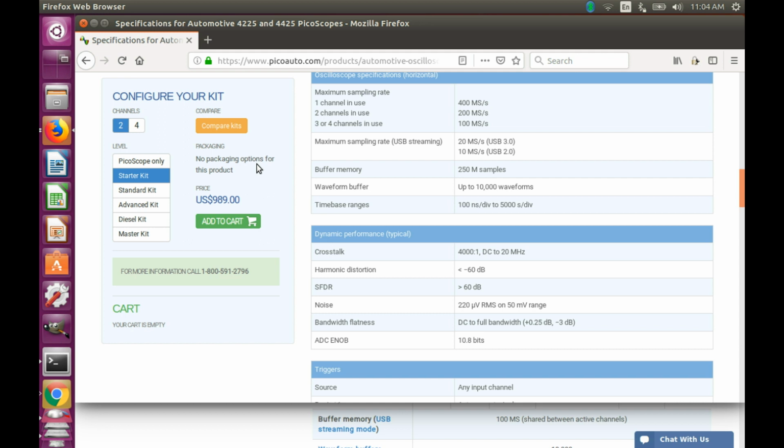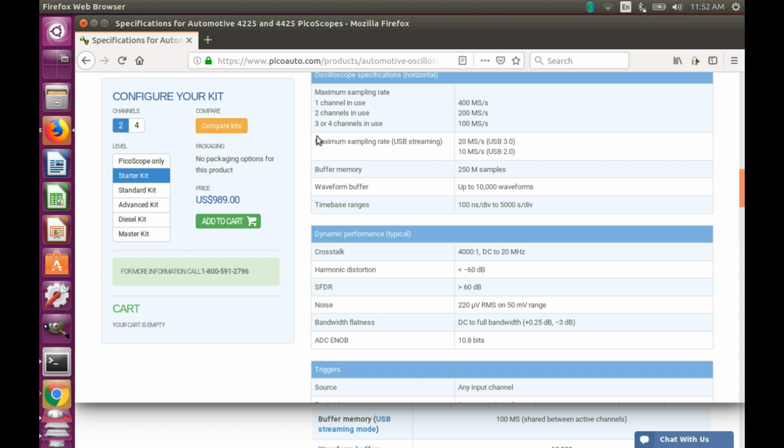What it means is that you can sample at a very high rate, but then there will be a gap while the picoscope is sending the data to the PC. However, there is a streaming mode in which the picoscope is sending the data to the PC at the same time as it is sampling. Of course, that means that the sampling rate would be lower.